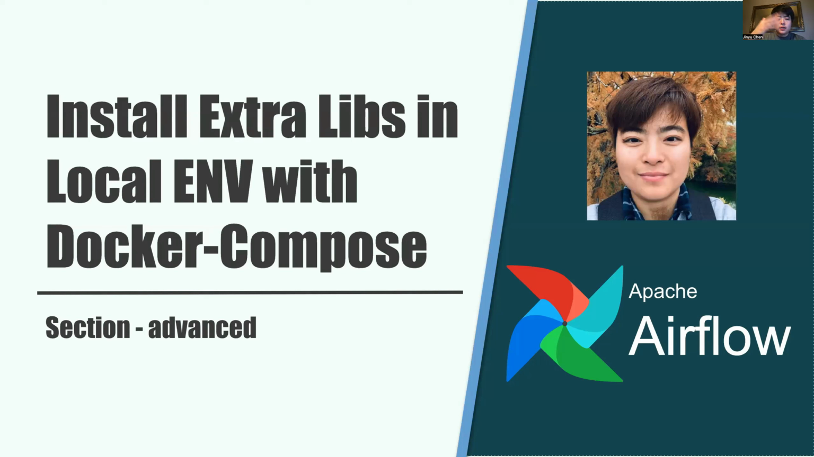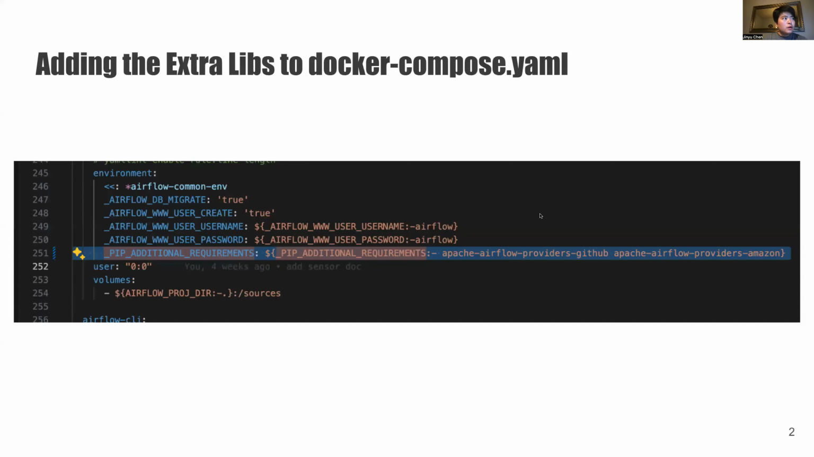But if you want something more, for example, let's say in the slides, I want to have two libraries, one is GitHub and another one is Amazon. In this example, we are able to add the additional requirements through the Docker Compose YAML file. But I faced an issue with this one and immediately moved to another solution, which I think is easier for me.